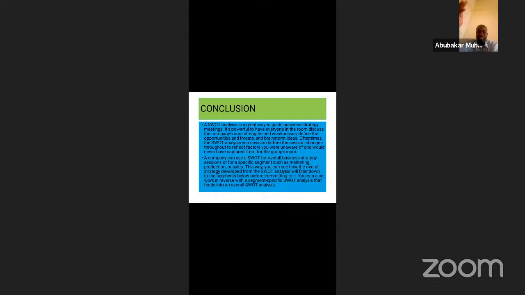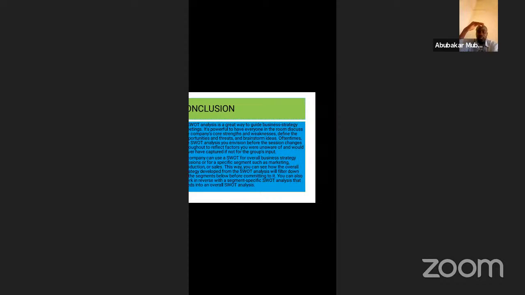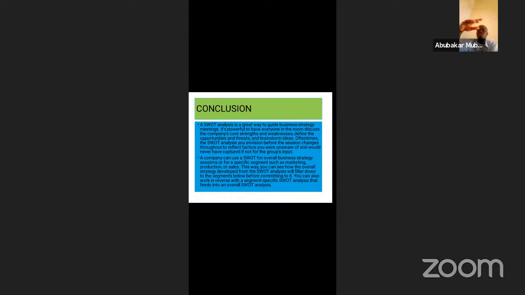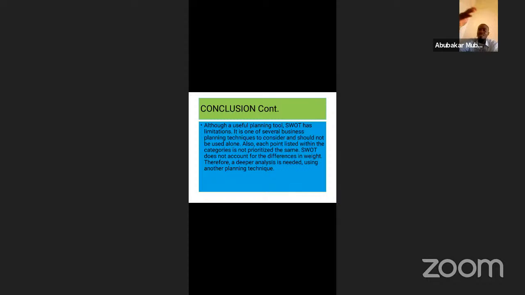In conclusion, a SWOT analysis is a great way to guide business strategy. It is powerful to have everyone in the room discuss the company's core strengths and weaknesses, to find opportunities and trends, and brainstorm ideas. A company can use SWOT analysis for overall business strategy, to know the overall strategy you will need to stay in the market or avoid being out of the market.